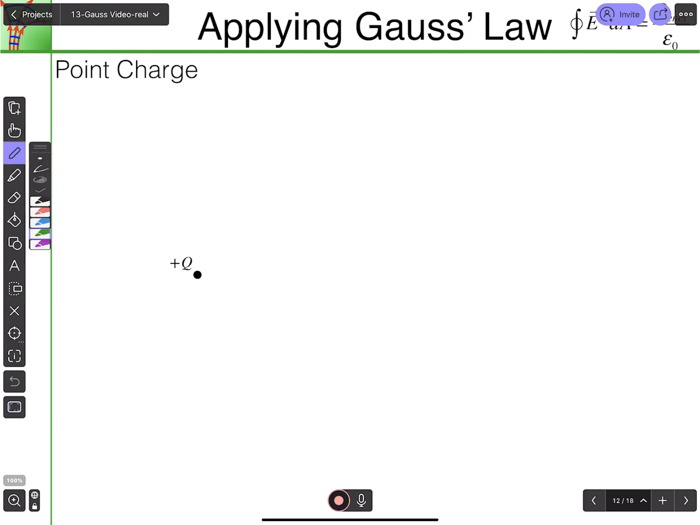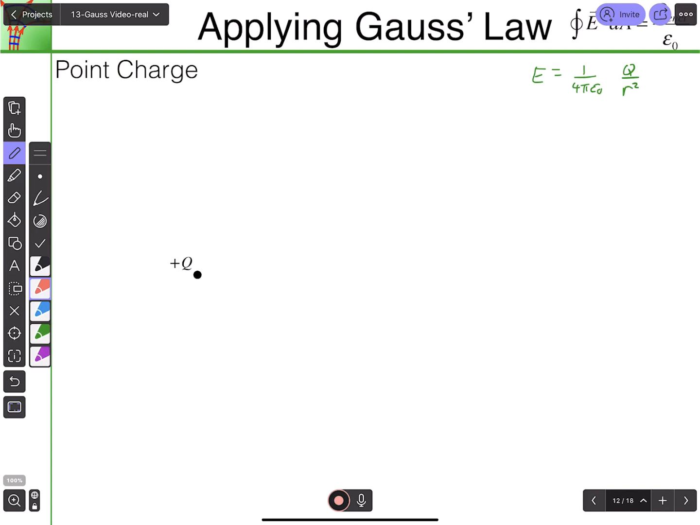So the first case we want to do is for a point charge. We've already seen what the electric field for a point charge is, and remember the electric field for a point charge is 1 over 4 pi epsilon naught Q over r squared, right? That's the magnitude of the electric field. And we're going to see if we can get the same thing here using Gauss's law. So let's pick a Gaussian surface for this. Now, when you're picking Gaussian surfaces, you pick something that is helpful for the particular situation.